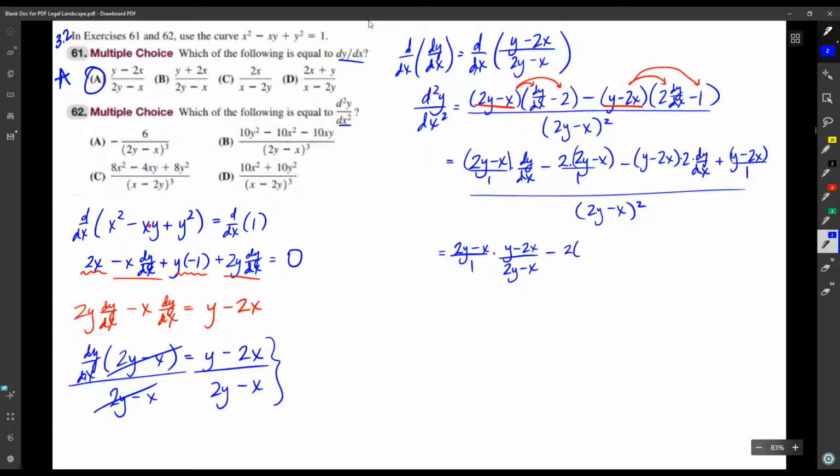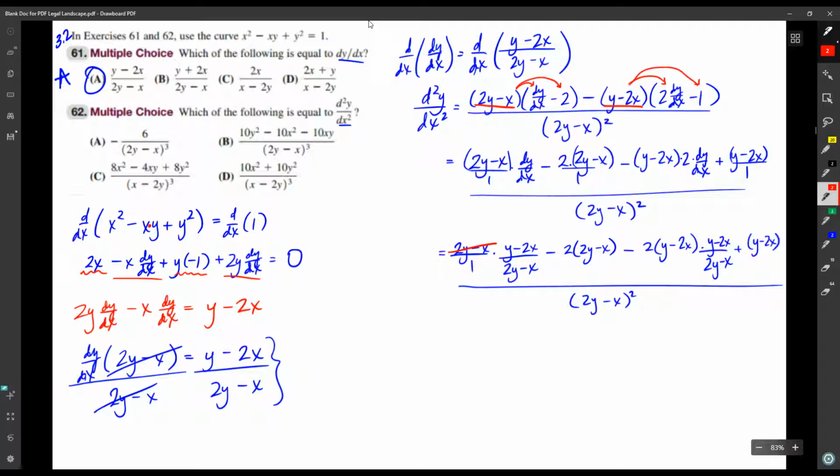Minus 2 times 2y minus x still, minus 2 times y minus 2x, and then times dy dx, which is y minus 2x over 2y minus x plus a y minus 2x. Okay, that's still all over 2y minus x quantity squared. Let's see, those cancel, so that's a good thing. I don't think anything else is going to, though. Not as of right now.